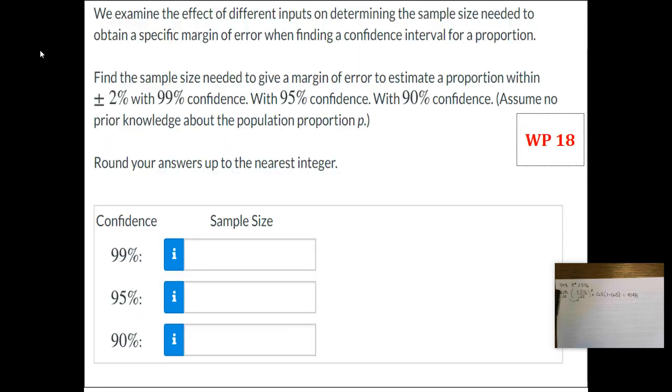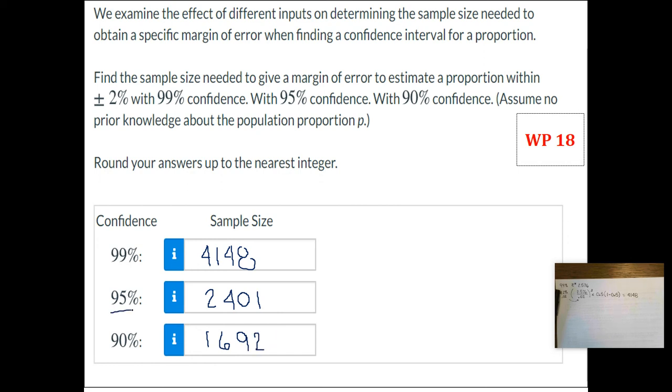I'll let you do the rest of them. I'll give you a second to stall the video, and then I'm just going to write the answers down for you so that you can know what those values are. So the first one, I like the blue one, it was 4148, rounded to the nearest integer. The next is 2401, is what I would get. And the last one, 1692.